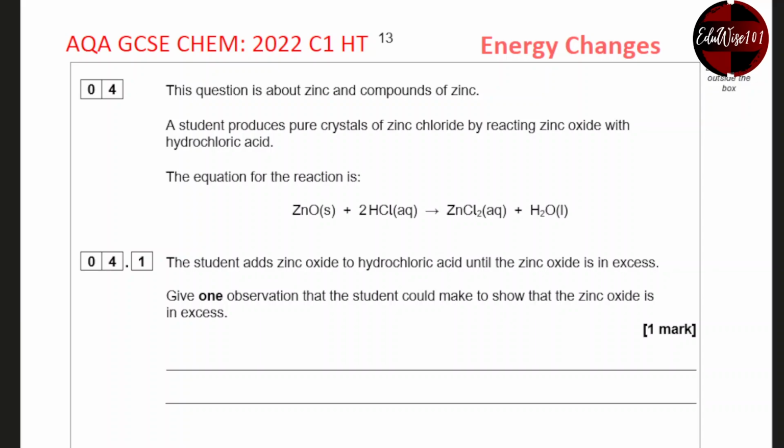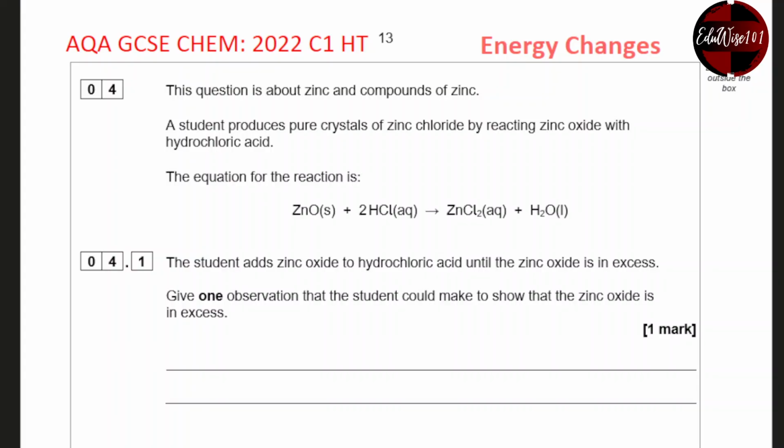In this video, I'm going to go through the AQA GCSE Chemistry Paper 1 Higher Tier from 2022. Question number 4 is on the topic of energy changes. This question is about zinc and compounds of zinc. A student produces pure crystals of zinc chloride by reacting zinc oxide with hydrochloric acid.